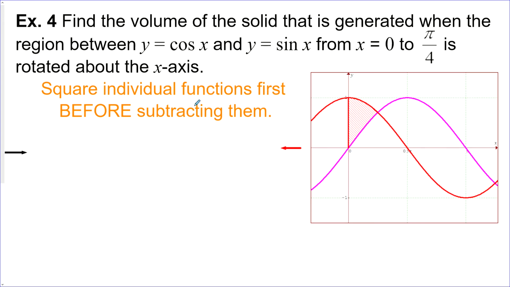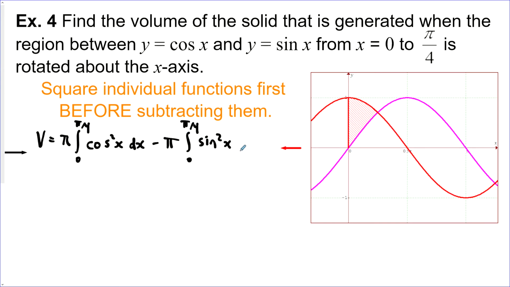That's why it says here, square individual functions first before subtracting them. If you subtract them first, then you'll get something else and be rotating something else around the x-axis and make a completely different shape. So for ours, we want volume is equal to pi, and we're going from 0 to pi over 4, and the one that's on top here is cos. So we'll do cos squared x, and then we need to subtract the area made by the sine function. So sine squared x dx. Now that we've squared them individually, we can actually put these two integrals together because they have the same upper and lower bounds. So I'll say cos squared x minus sine squared x dx.